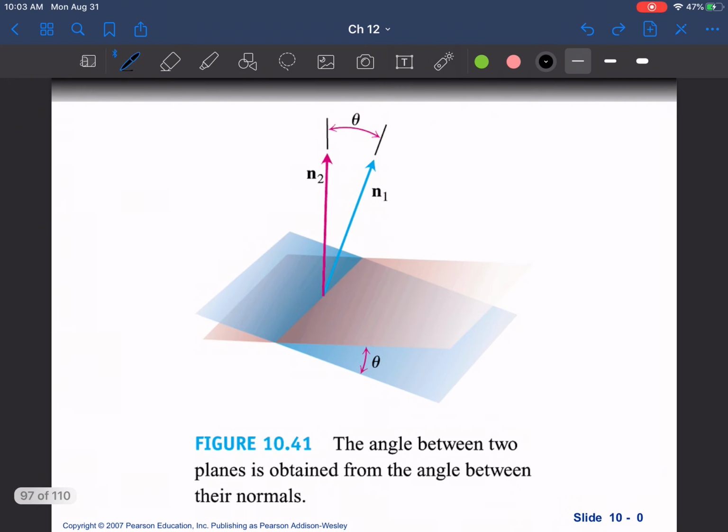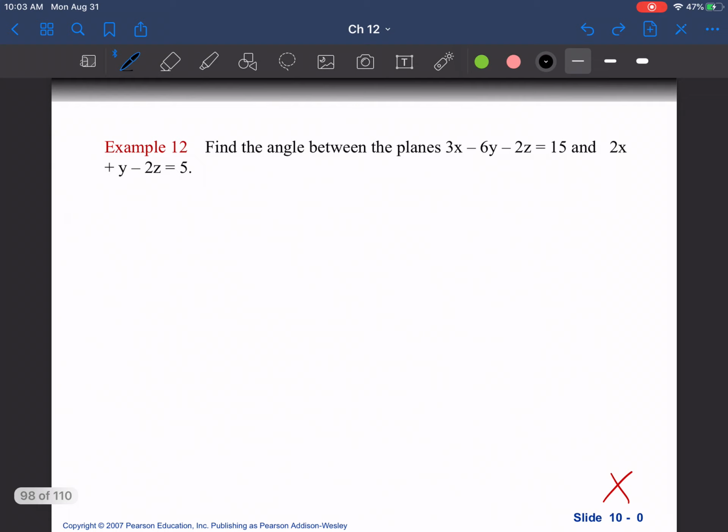Here, we're just noting that the angle between two planes is obtained from the angle between the two normals, and you can see that clearly here. So if you're ever asked to find the angle between two planes, simply find their normal vectors and find the angle between those. This video is already getting 30 minutes long, so I'm going to leave this one for you to try. Just pick out your normal vectors. I'll do it for this one.